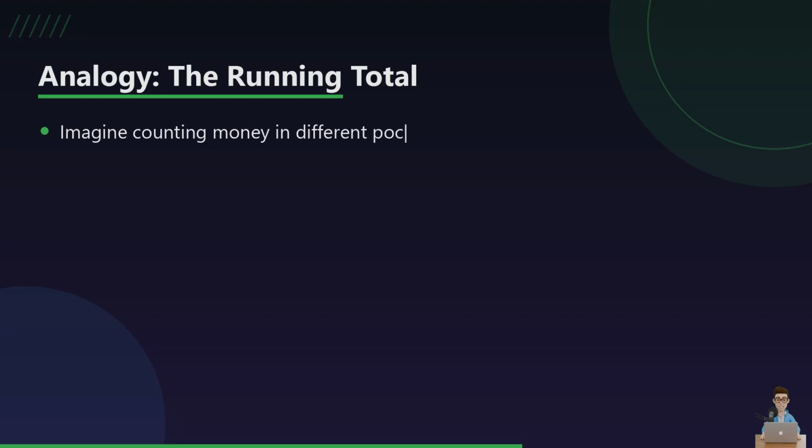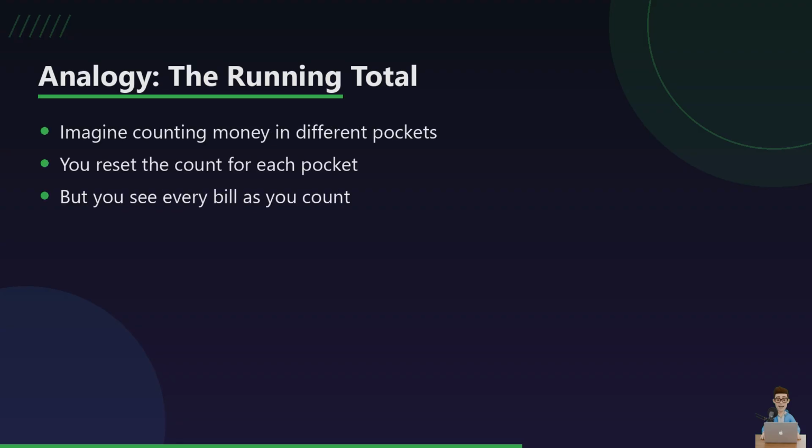Think of a wallet with multiple pockets. Partition by divides your results set into distinct subgroups over which window functions perform calculations. It's like counting cash in one pocket, then instantly starting over at zero for the next pocket.